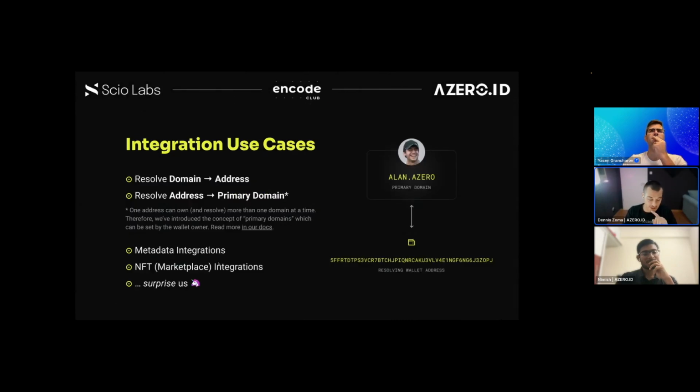What integration use cases do we have? How can you actually integrate in a technical manner, and some examples. So I will start with the use cases. As I said, with a domain service you can, of course, resolve a domain to a resolving address. We have a role system, which you can check out in our documentation.